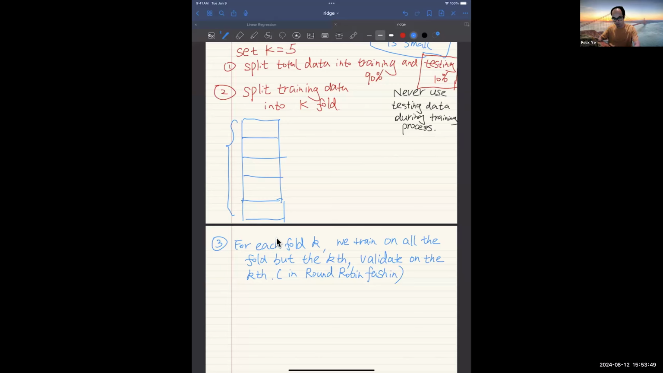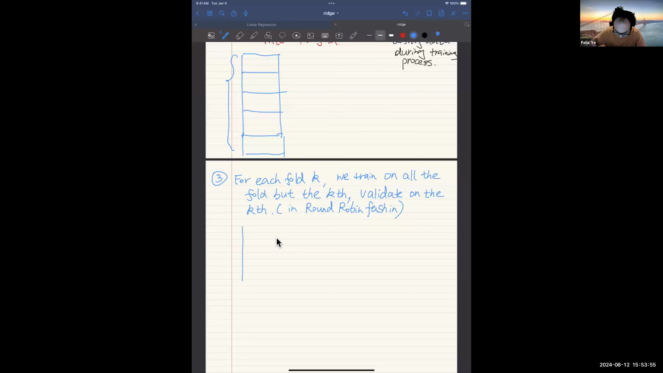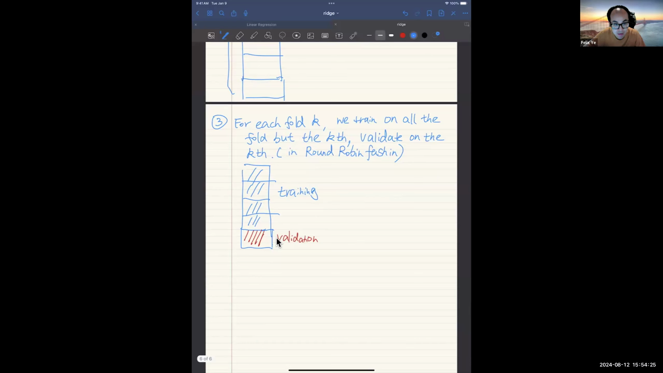What does that mean here? For this 5-fold set, for example, for the first time we are using this one as validation and these 4 as training. So this is the first fold. Then you do it 5 times.